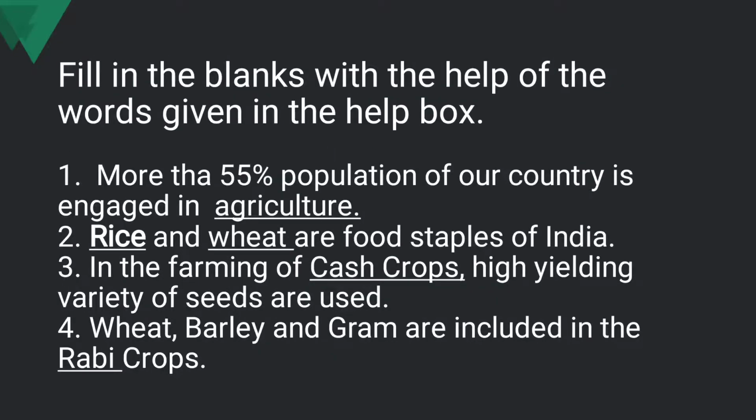Moving ahead with exercise D, we have to fill in the blanks with the help of the words given in the help box. In the help box, the words are cash crops, Rabi, agriculture, rice and wheat. So first one, more than 55% population of our country is engaged in agriculture. Rice and wheat are food staples of India. In the farming of cash crops, high yielding variety of seeds are used. Wheat, barley and gram are included in Rabi crops. Let's revise once again the answers. First answer is agriculture. Second one is rice and wheat. Third one is cash crop. Fourth one is Rabi.